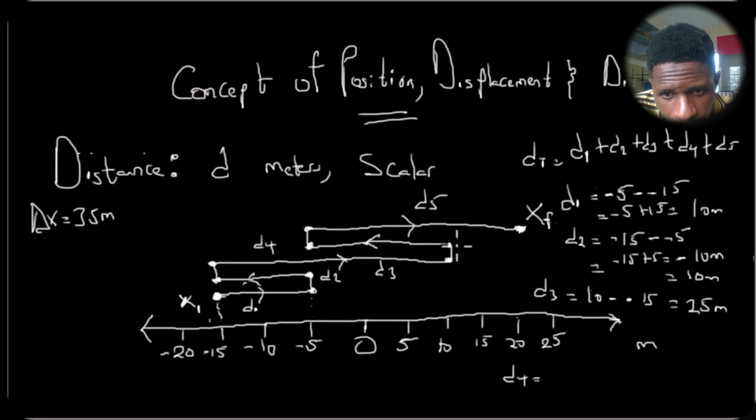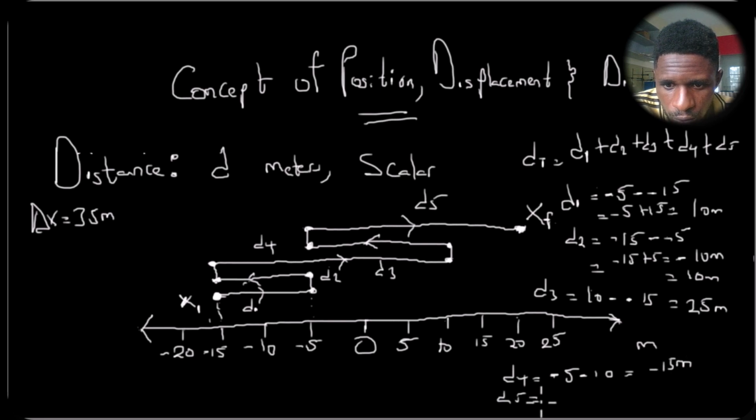So for D4, I'm starting here at 10 and I'm ending at minus 5. So D4 becomes minus 5 minus 10. So that gives me minus 15 meters. While D5 will simply be equal to, again, I'm stopping, but my final position is on 20 and my initial position is on minus 5. So that will simply be 20 minus 5, and that's 15 meters.